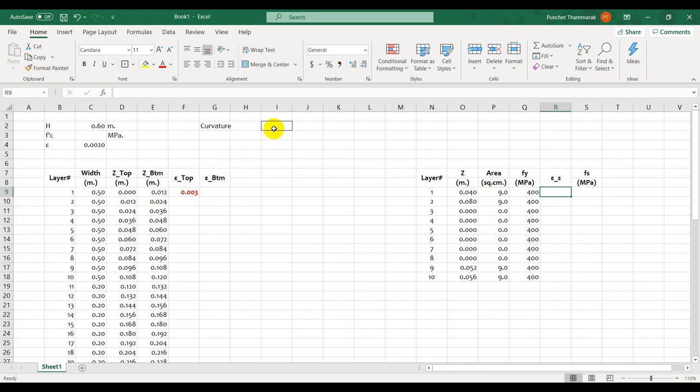So curvature is the strain, and then divide by the height. So if we have the height, we can calculate the strain by just putting some number in there. If the curvature is 0.0001, you have the strain at the top equal to this one minus the curvature multiplied by the distance from the top.